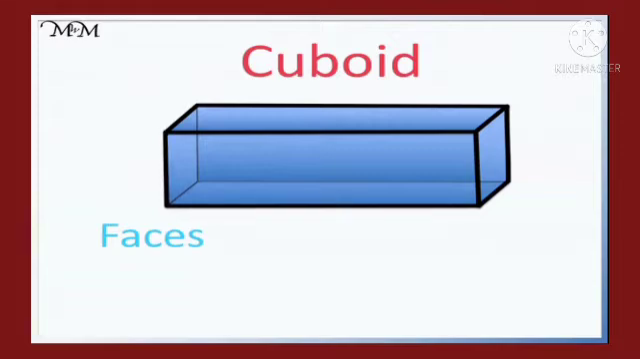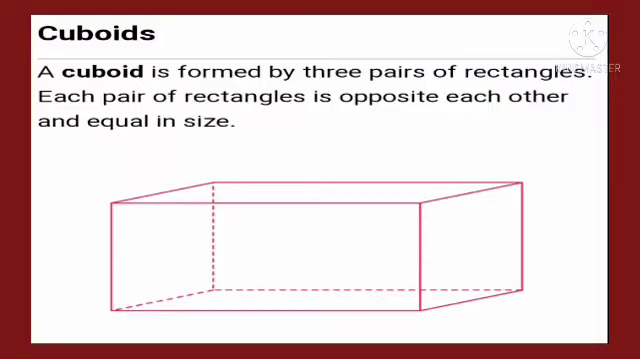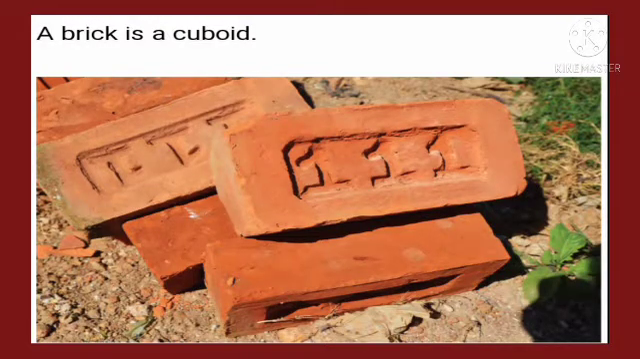Now, let us study about cuboid. A cuboid has 6 plane faces, 12 edges and 8 vertices. Its opposite faces are equal. A cuboid is formed by 3 pairs of rectangles. Each pair of rectangles is opposite each other and equal in size. And a brick is a perfect example of cuboid.